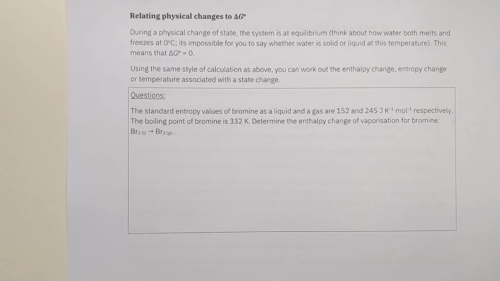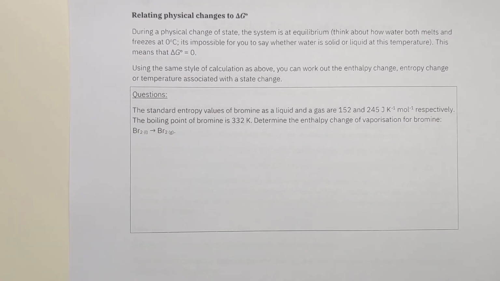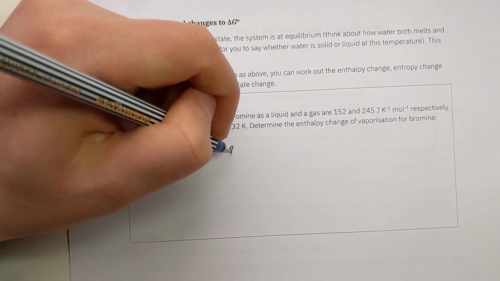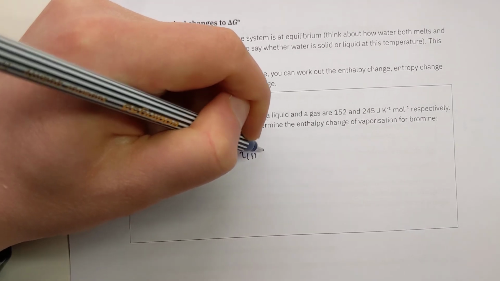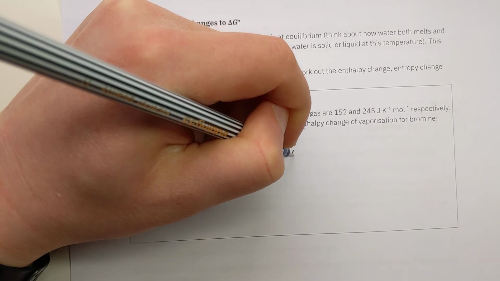So it says the standard entropy values of bromine as a liquid and a gas are 152 and 245. The boiling point of bromine is 332 Kelvin. Determine the enthalpy change of vaporization for bromine. So we're looking for this physical change here, basically boiling bromine. So Br2 as a liquid going to Br2 as a gas. And we want to find the enthalpy change for that process.